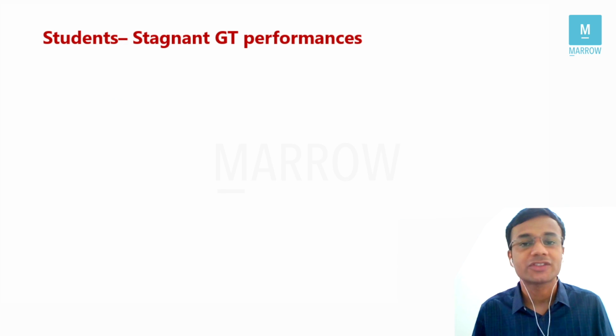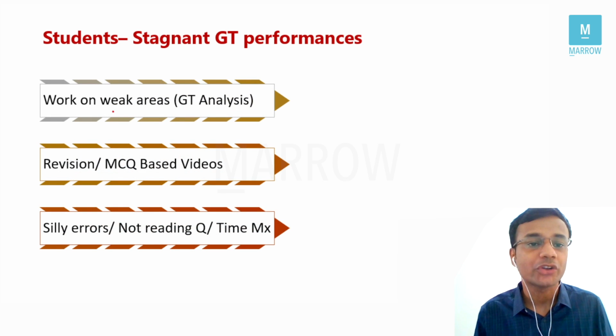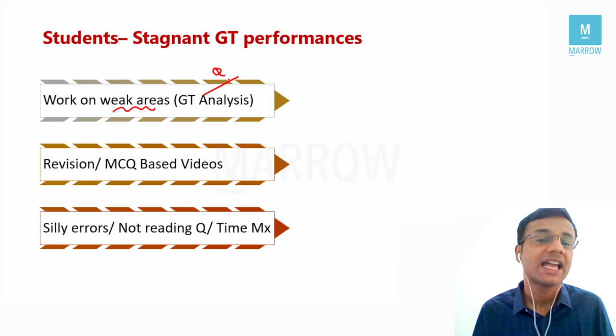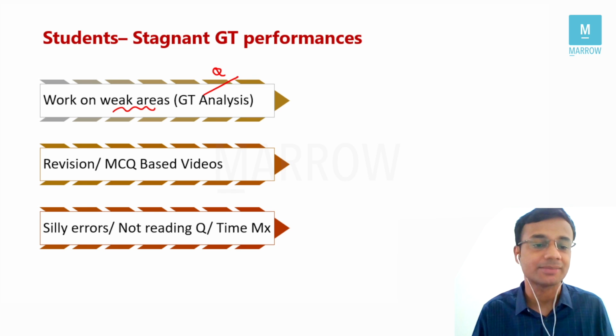Another complaint which most of the students have is that their GT performance has been stagnant. So what are the things you can do about this? Number one, work on your weak areas. How are you going to analyze this? Via GT analysis, you can easily make out which subjects have been weaker for you, which subjects have been stronger for you. So work on your weaker subjects.